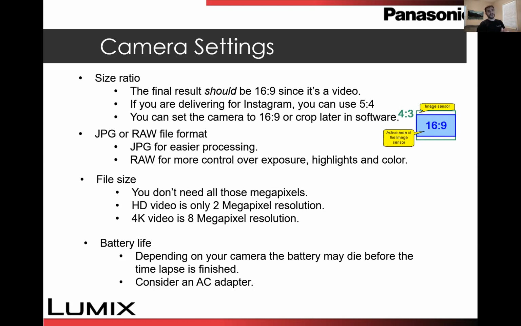So depending on the camera, you can typically set your aspect ratio to 16:9 in camera and have that embedded in all of the JPEGs that you're going to capture. So it takes a little bit of guesswork out of that.